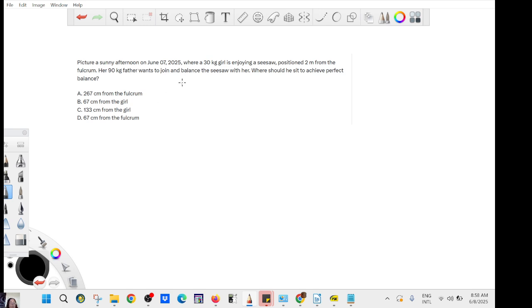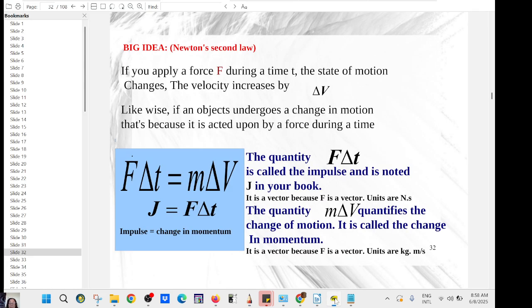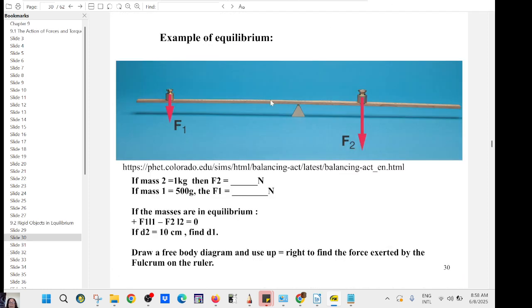So here we have rotational equilibrium. Oh, that was the impulse momentum theorem for my slides. Okay, so equilibrium, you see that the torque applied by F1 wants to apply a counterclockwise torque, and this one will be a clockwise torque. So here we have an equilibrium.